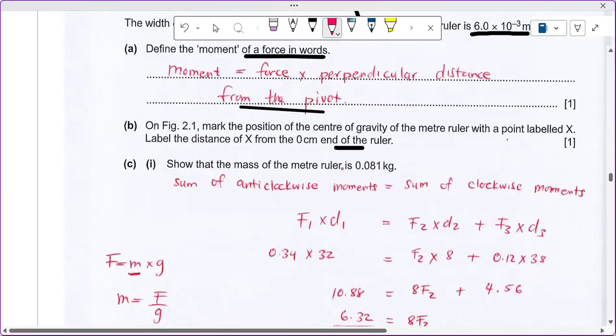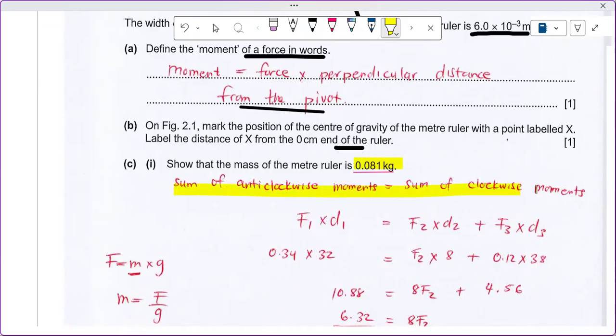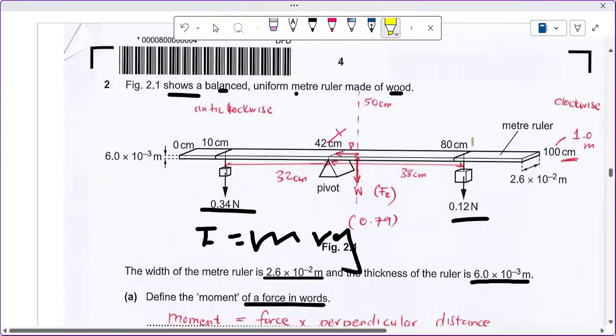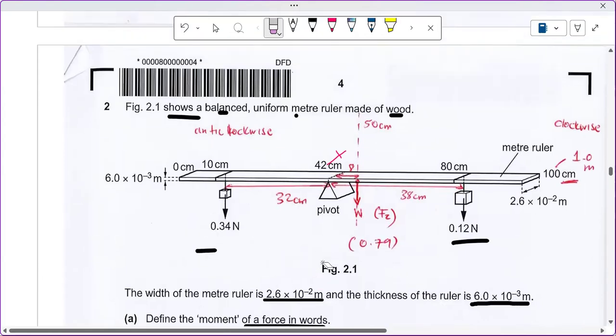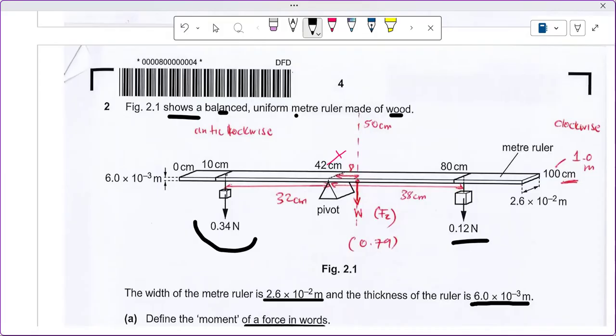Show that the mass of the meter rule is 0.081 kilograms. To show this, we were told from the beginning that it is balanced, which means we need to state the sentence already. However, we need to see how many moments are on our anti-clockwise side and how many are on our clockwise side. If I look at this diagram, you can clearly see that I've got this moment acting here, from the pivot point. That will be the difference of 10 and 42, which is literally a distance of 32 from the pivot point.